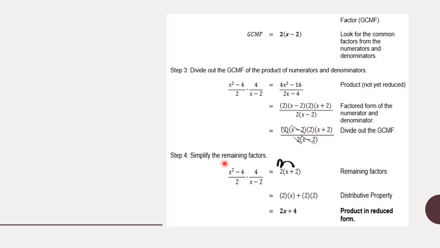Step 4: simplify the remaining factor, which is 2 times x plus 2. Using the distributive property, 2 times x plus 2 times 2 is 2x plus 4, which is the product in reduced form.